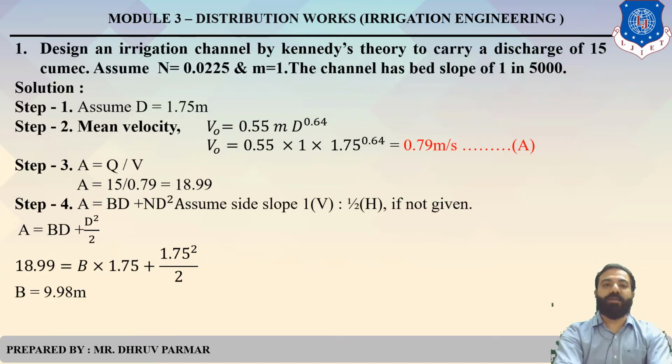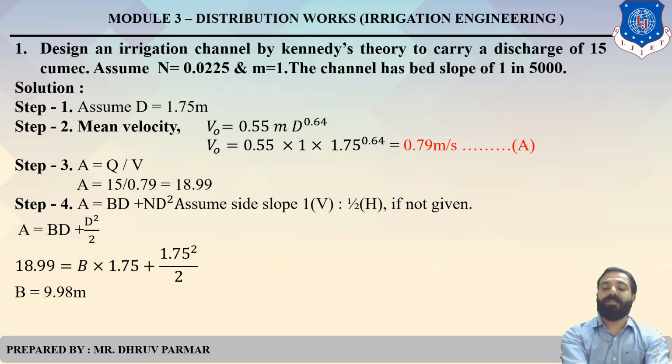This is an example for case 1. Design an irrigation channel by Kennedy's theory. Here it is given as Kennedy's theory. Clear? To carry a discharge of 15 cumecs, assume n equals 1. And the bed slope is given as 1 in 500. Here the side slope is not given, so you can choose n equals 0.5.